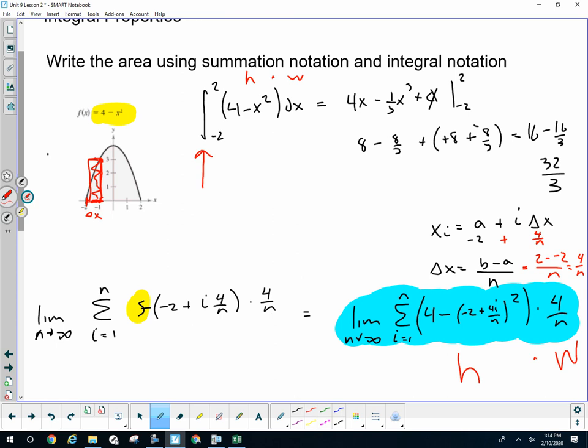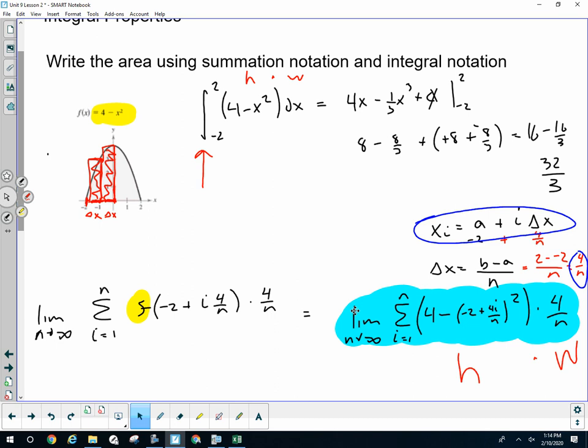Now, why is it a plus i delta x? Because for the next rectangle that I'm summing up, I'm going to be adding another delta x. That's 2 delta x's. So -2 plus 2 delta x's. Now I'm at this x coordinate. I plug that into my function. I got that height. Take that height times this width. You get this area. Hopefully that makes sense to you, why we have a plus i delta x and why delta x, the width, is b minus a over n.